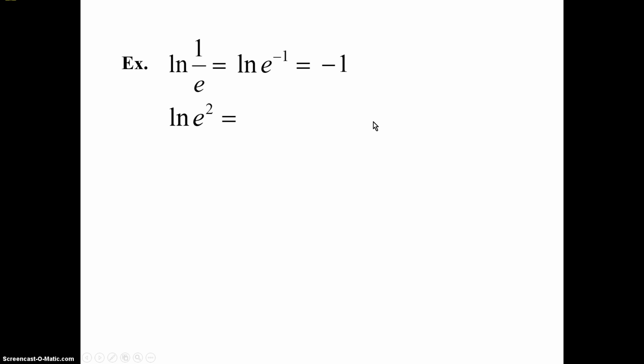Okay, let's try another one. Natural log of e squared. And again, we're going to apply the same kind of property for natural logs. If you think about it, look at your function. It's a natural log function, and there is an understood e right here. Even though you don't see it, it's an understood e. Now that understood e with the e right here will cancel out with one another, leaving you with just the power as your answer, which happens to be 2.